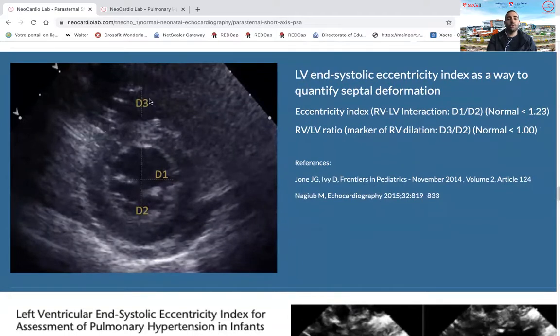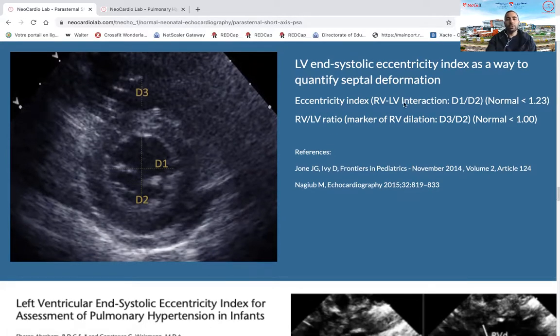You can also use this view to quantify the degree of RV dilation relative to the degree of the LV cavity diameter. And so you can do the D3 on D2 ratio. If your ratio is increasing, it's because your RV is either dilating or your LV is very small. And we see that with a certain degree of RV hypertension, you eventually get a pancaking of your left ventricle.